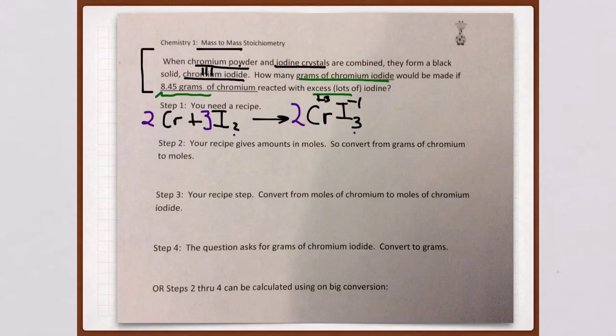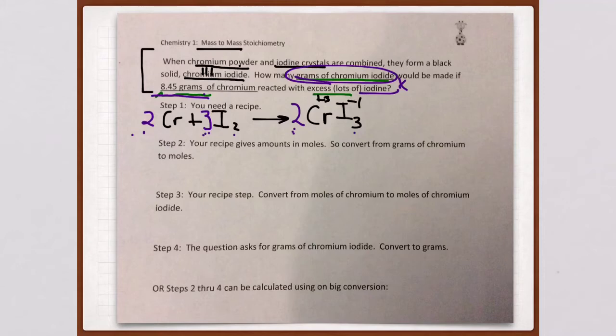Now, let's go back to our question here. It's asking for how many grams of chromium iodide. That's what we're looking for. This is the X. That's what we're trying to get to. But it's giving us 8.75 grams of chromium. Well, we have to do everything in moles. These are molar amounts: 2, 3, 2. So if you give us grams, we've got to get that to moles.